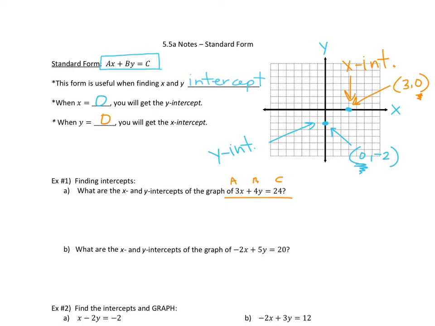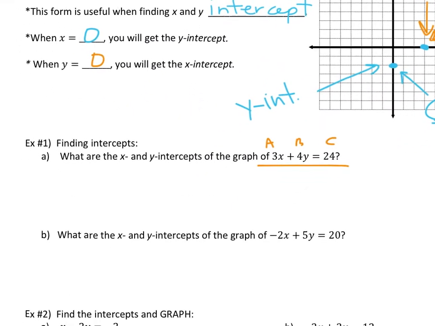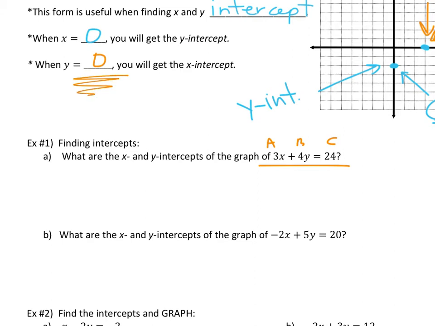Okay? So let's say we have this equation right now. Now think about what we said up here. If x is 0, we will find our y-intercept. So let's plug in 0 for x.